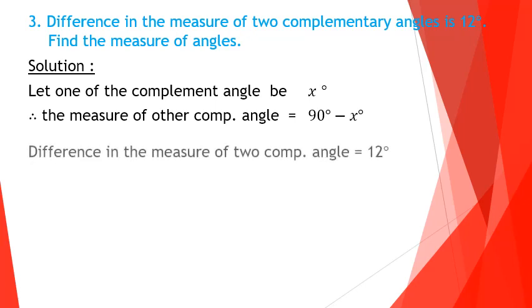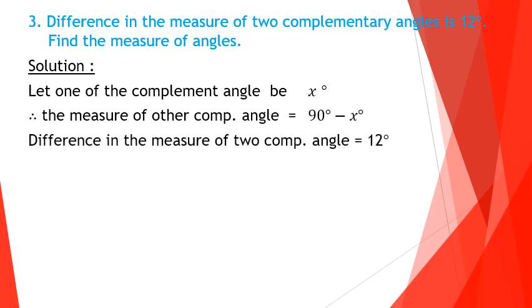Clear? And it is given the difference in the measure of two complement angles equal to 12 degree. Here we know which are the two complementary angles. Which are our two complementary angles? x and 90 minus x. Their difference equal to 12. So we can form the equation, that is x minus (90 minus x) equal to 12 degree. Now you can solve for x, then we will get the measure of the angle.